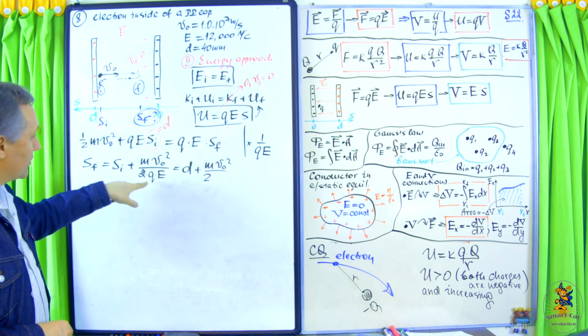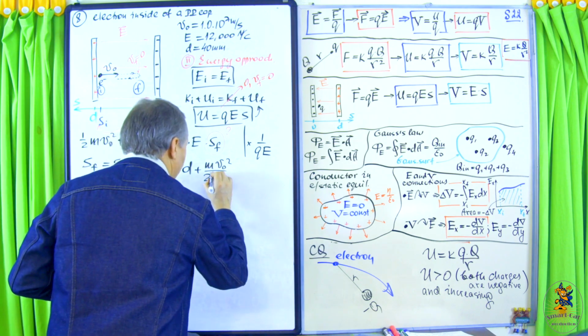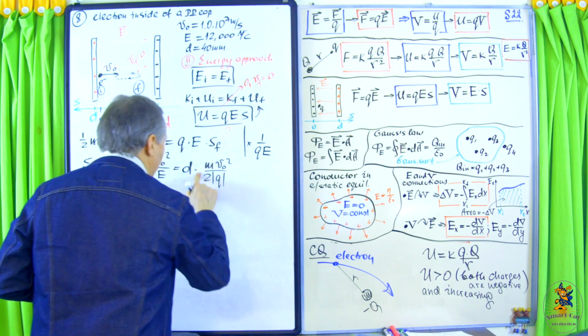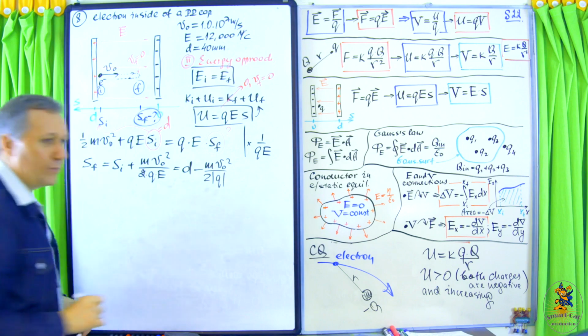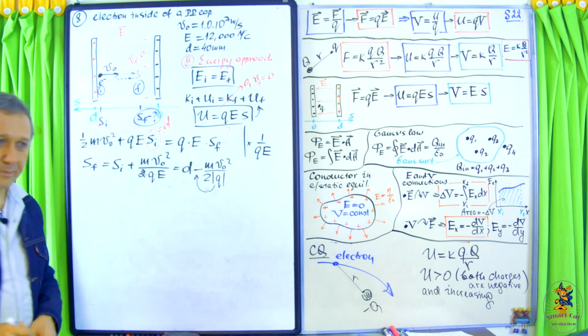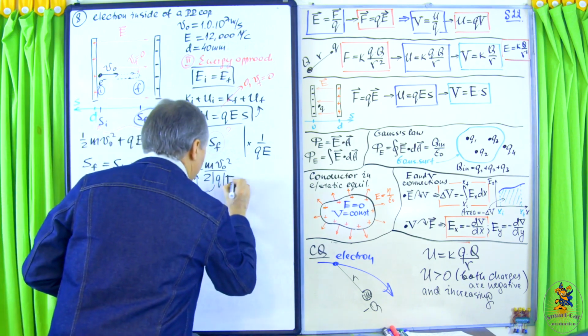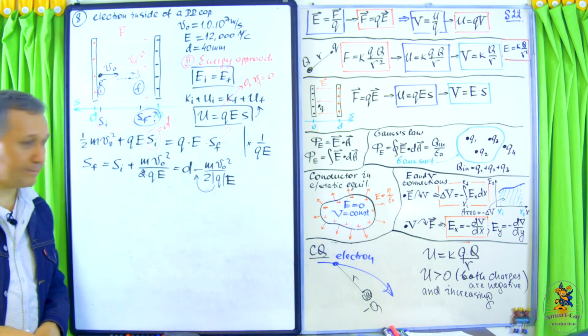Since charge is negative, that's why I started rewriting. Let me write it like this: absolute value of the charge, and then I will remove that plus and put minus. So that minus is connected to that charge, since we're dealing with the electron. So there must be subtraction.